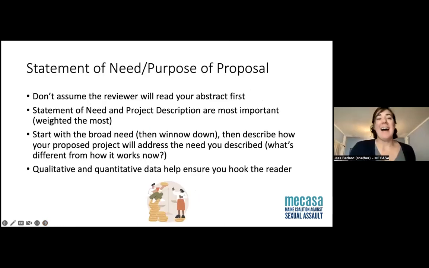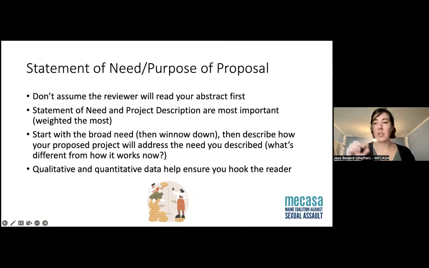Okay, so the statement of need and the purpose of your proposal. This is where you're really making the case for why your community, why this funding, why now. And the first thing I'll say is don't assume that the reviewer will read your abstract first.